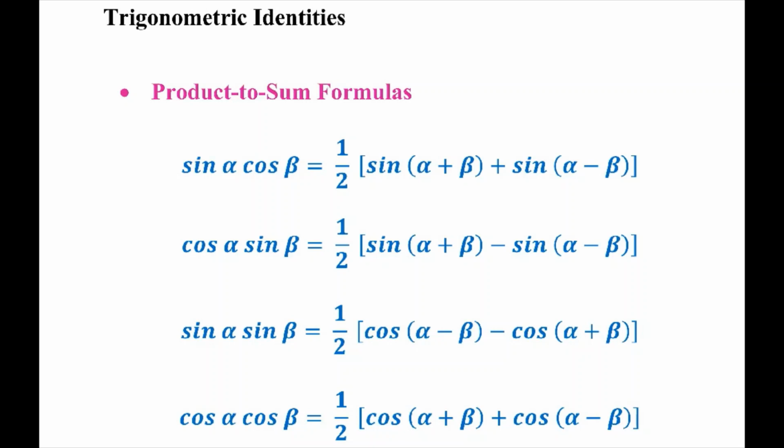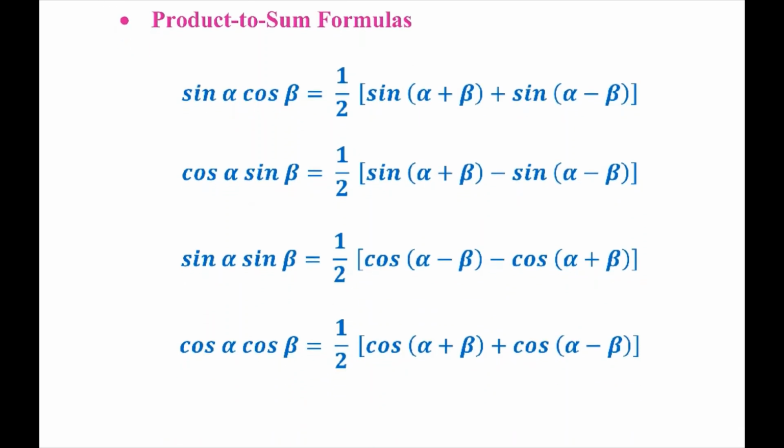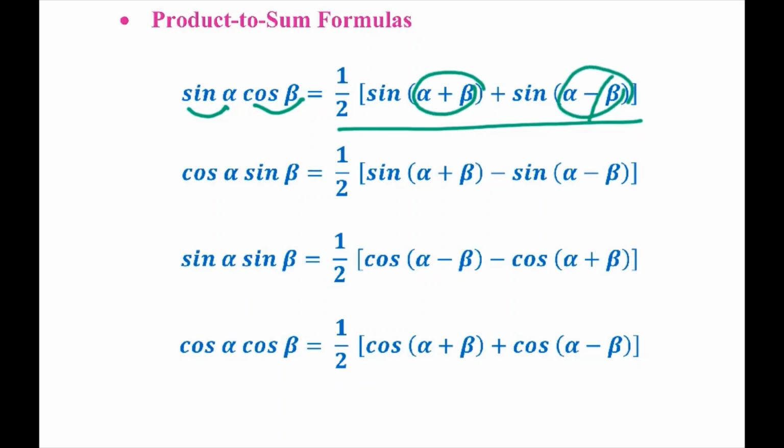Hello everyone. In this video we'll talk about product to sum formulas, and let's go through these formulas together. So sine theta cosine beta, when I have sine of an angle multiplied by cosine of another angle, we're going to use this formula, which is 1/2 sine the sum of the two angles plus sine the difference of the two angles. And now when it comes to cosine of an angle multiplied by sine of the second angle, it will be 1/2 multiplied by sine of the sum minus sine of the difference.